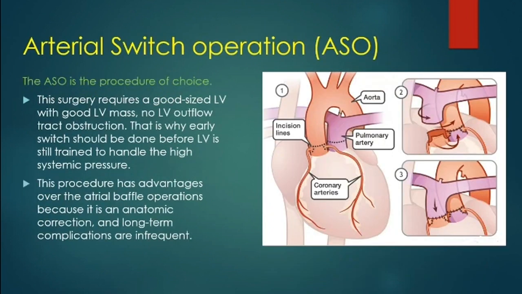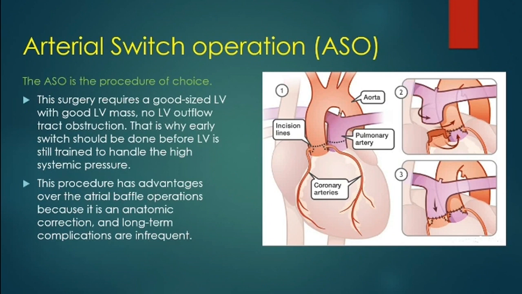Second is the arterial switch operation, which is the procedure of choice if done in the proper timing. Surgery requires good left ventricular size with good left ventricular mass and no left ventricular outflow tract obstruction. It's essential to do the switch operation as early as possible when this left ventricle is still trained enough to handle the high systemic pressure.